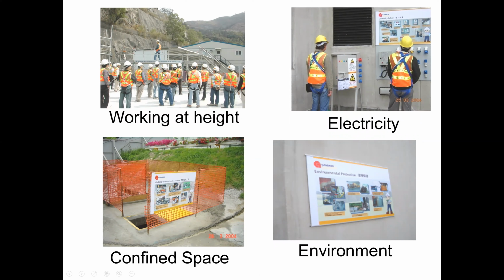They have working at height. The person is wearing a safety belt or safety harness, which is linked with a hook. Anybody working at height has to wear this and connect the safety belt with the hook, so that if the person falls, they do not fall to the ground.